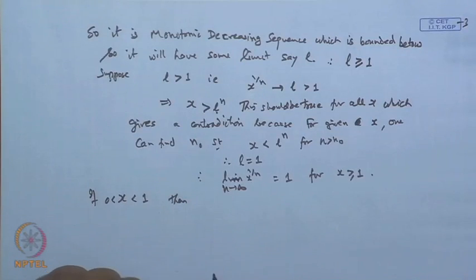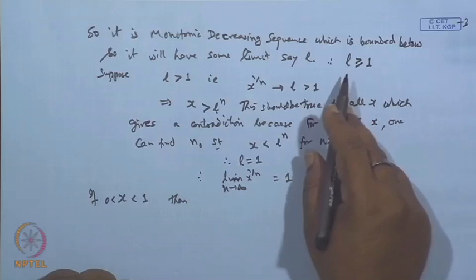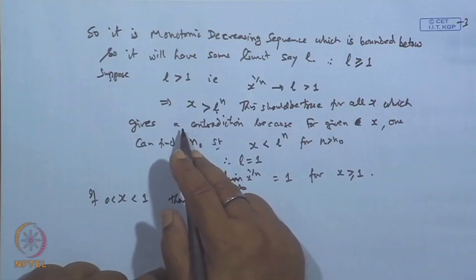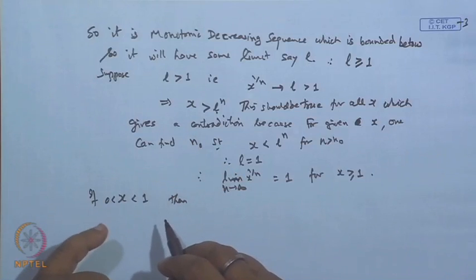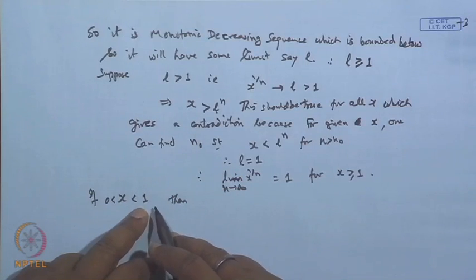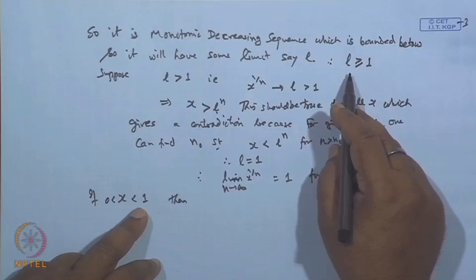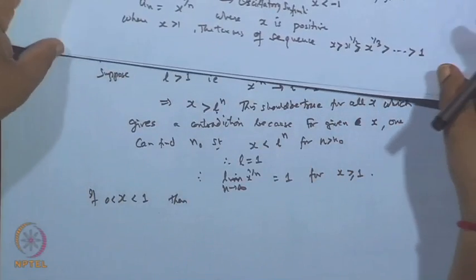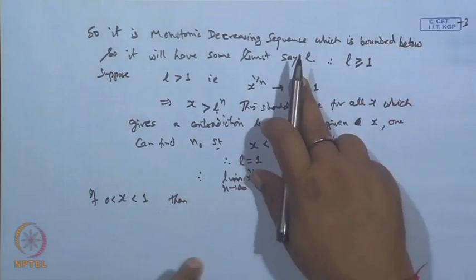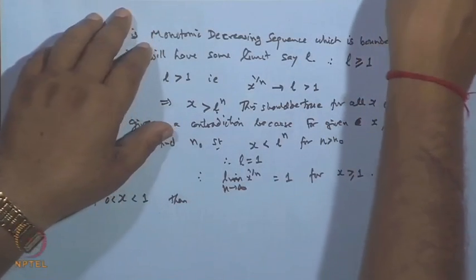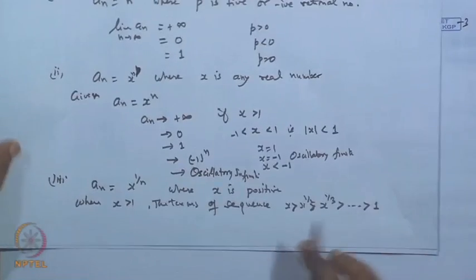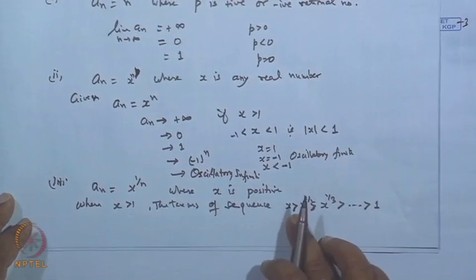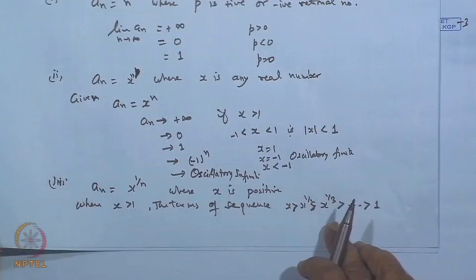what happens to this? The limit L is there, is it not? So, we can get a contradiction here again, because x is less than 1, and we are choosing the limit L. If x is less than 1, what is the behavior of this sequence? Yeah, if x is less than 1, the terms of this sequence will keep on increasing, is it not?